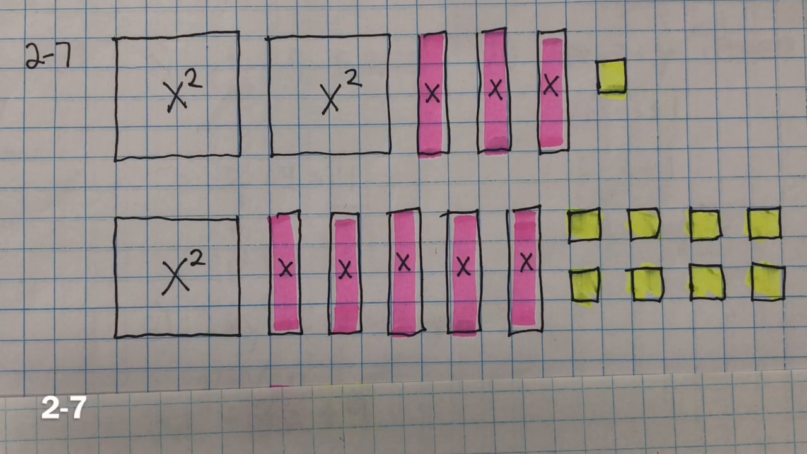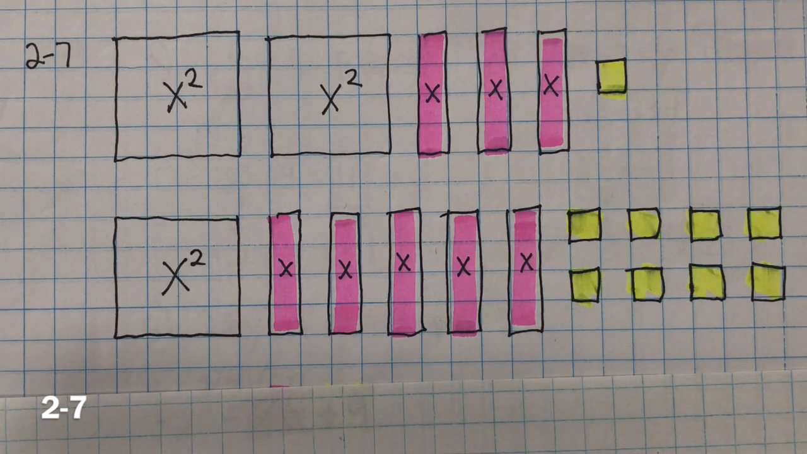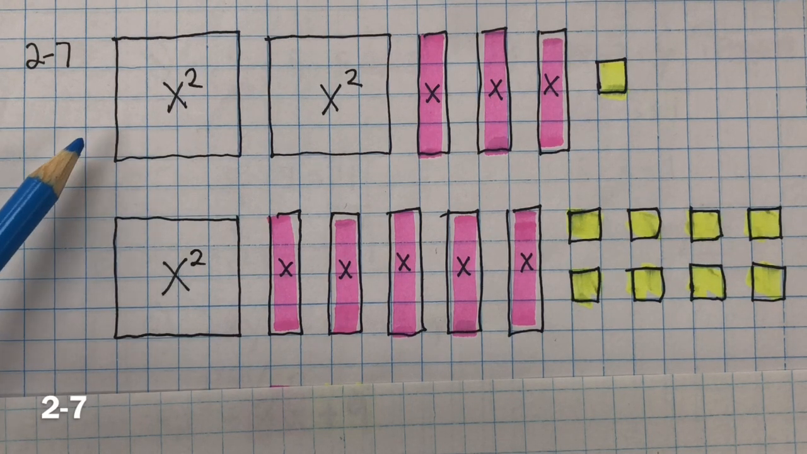For 2.7, you have 2 X squared tiles, 3 X tiles, and 1 unit tile. And then you have 1 X squared tile, 5 X tiles, and 8 unit tiles. If we put all of these tiles together on one desk, what is the name for this new group of tiles? So again, we want to combine these tiles, but we can only combine tiles that have the same size, same shape. So we're combining like terms.